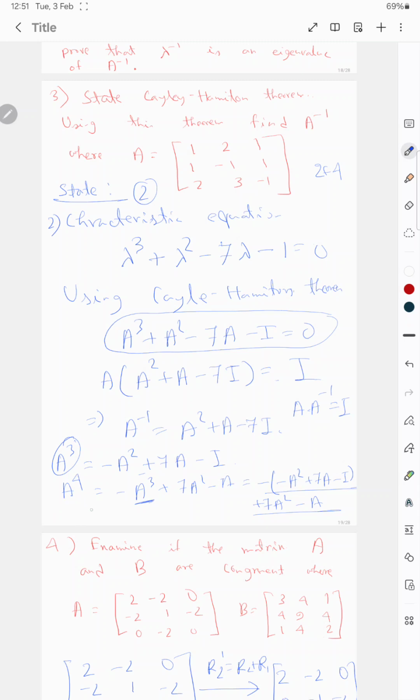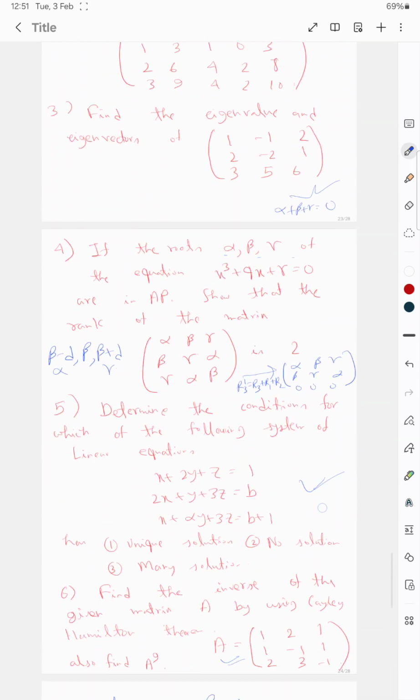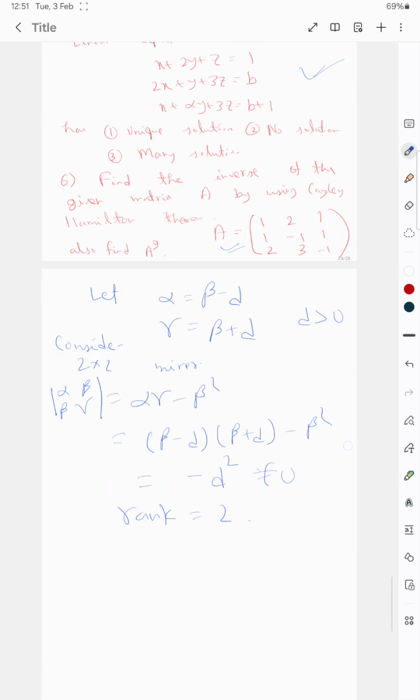So similarly if you do A to the power 7, what you have to do? A cubed into A to the power 4, whatever expression you get after that, you substitute the value of A cubed in this form. Whenever you get A cubed, you substitute in this form. So in this way you have to find all the higher order powers. Okay, that's it, I think.